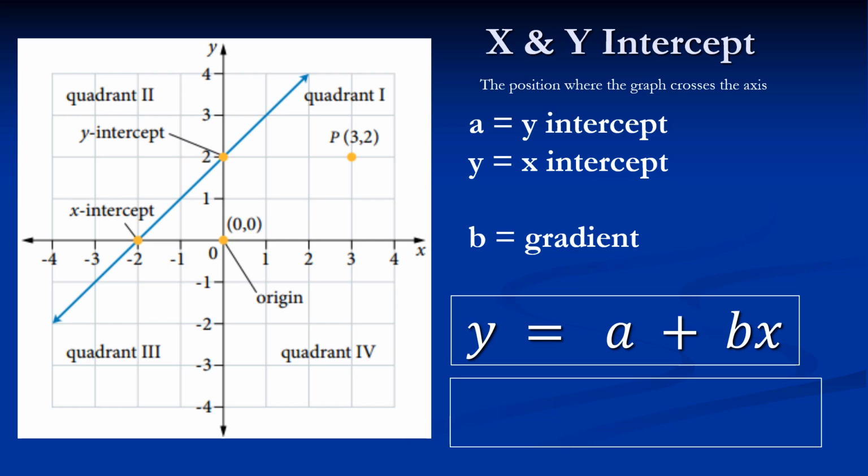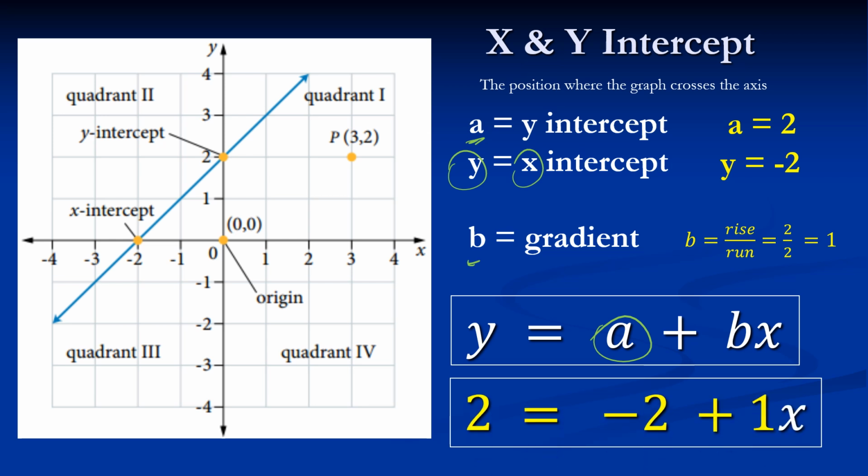When we have a look at the linear equation, y equals a plus bx, remember that the a part is the y-intercept where it crosses the y-axis, and there is the x-intercept, where it's crossing the x-axis, and b is the gradient. So we're just going to substitute in those numbers we looked at last slide into our formula. So the equation of this line is y equals 2 plus 1x. Recall that the gradient here is 1, so we're going up 2 and across 2. So that's got to equal a gradient of 1.